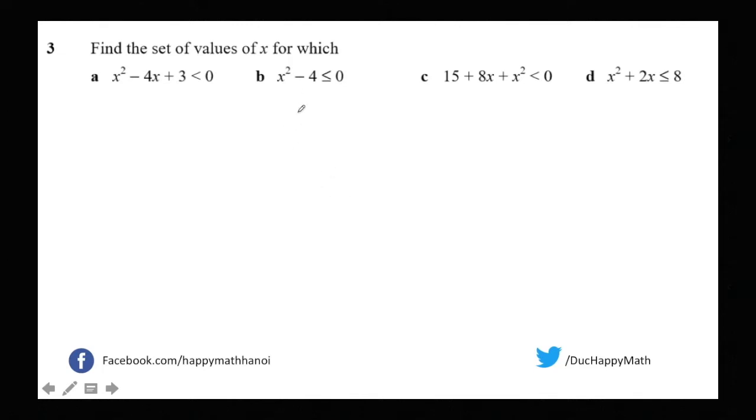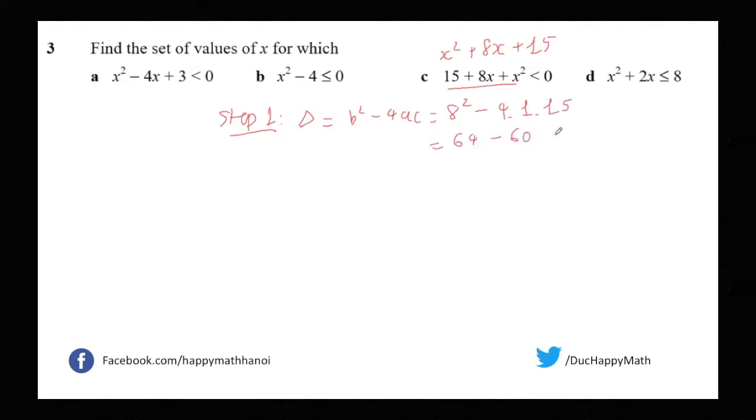Question C. Step 1, to find x first. In this case, you want to find x, so you have to define delta. I will rearrange this question. First, it is x squared plus 8x plus 15. And delta will be b squared minus 4ac. It means 8 squared minus 4 times a times c.